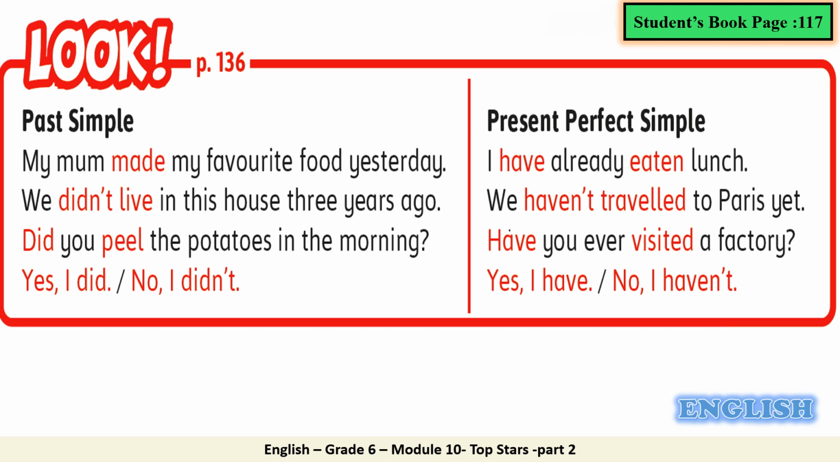Here, notice that we use verb 2, and in the negative form we use didn't plus verb 1. In the present perfect simple, we use have plus verb 3. Let's read the examples together. I have already eaten lunch. We haven't traveled to Paris yet. Have you ever visited a factory? Yes, I have. Or no, I haven't. So, dear students, remember present perfect simple: have or has plus verb 3. Very good.